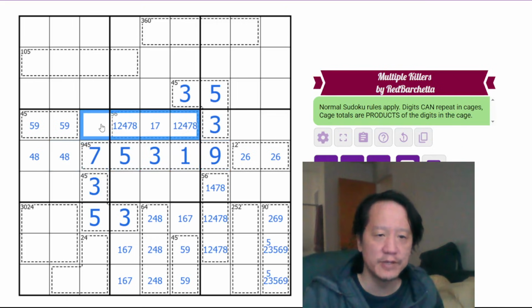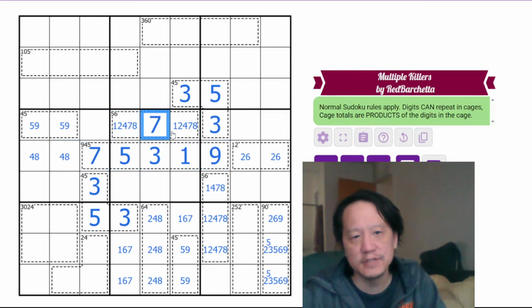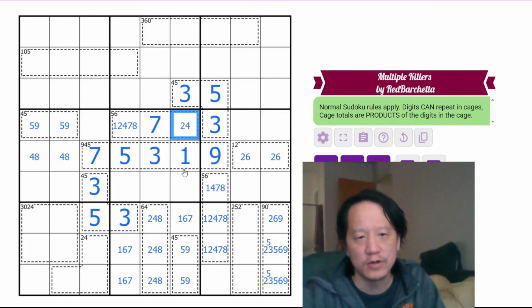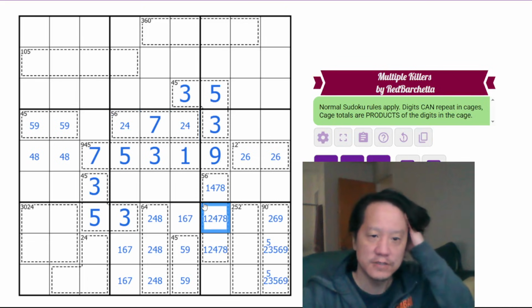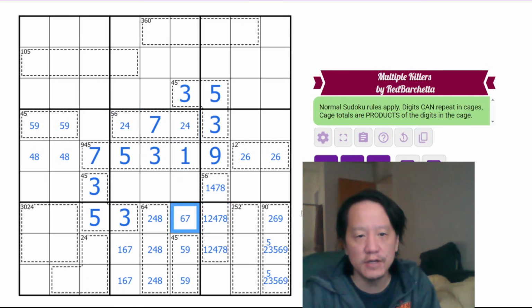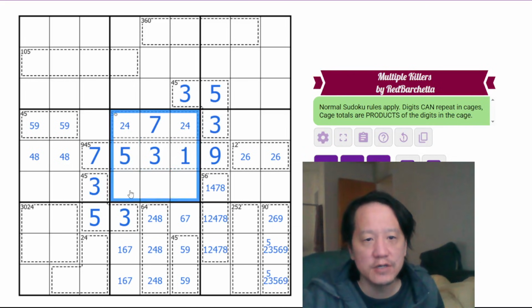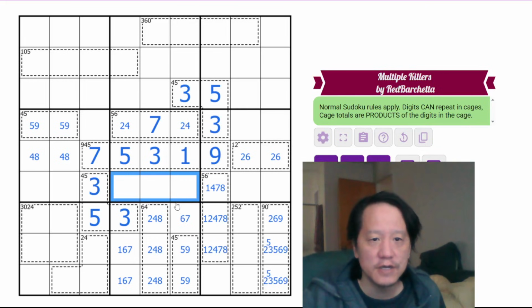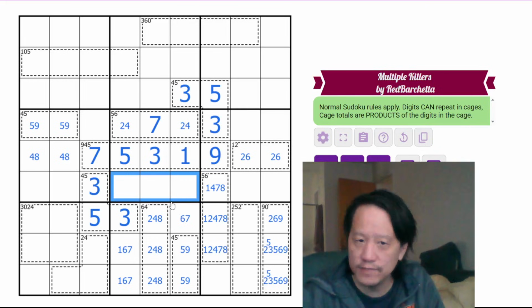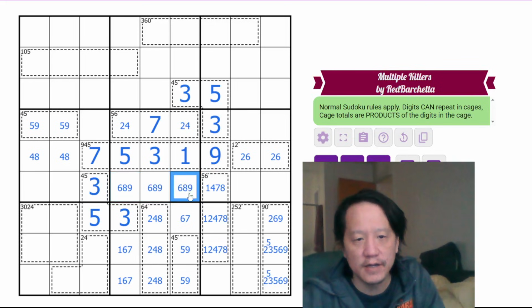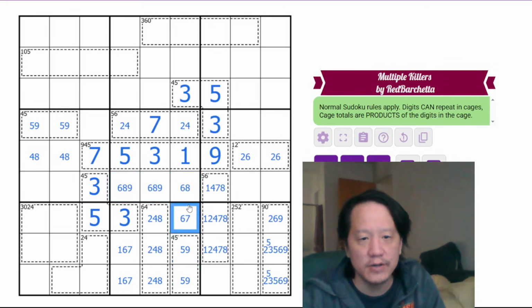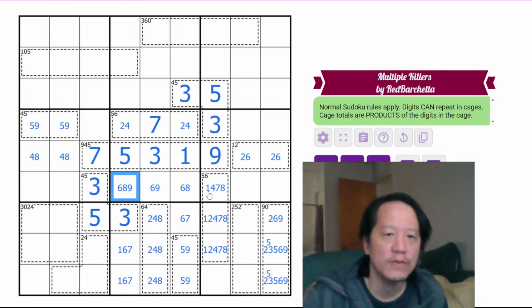So this 1 eliminates 1 here. That makes this 7, and this has to be 2 and 4 to multiply to 56. 1 eliminates 1 here. Remaining digits in the central box are what? 6, 8, and 9. 9 can't be here because of the 5, 9 pair in the column. This can't be 8 because of the 2, 4, 8 triplet in the column. And this is fine.